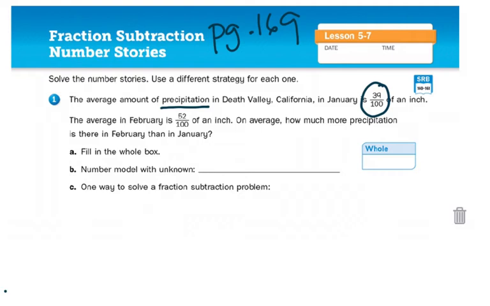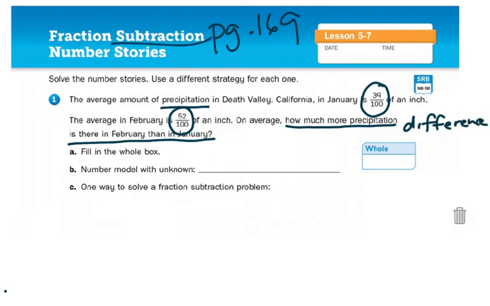The average in February is 52 hundredths of an inch. On average, how much more precipitation is there in February than in January? So here we're trying to figure out difference. We're going to subtract. Plus, our title tells us we're subtracting. So fill in the whole box. The whole box refers to 1 inch.